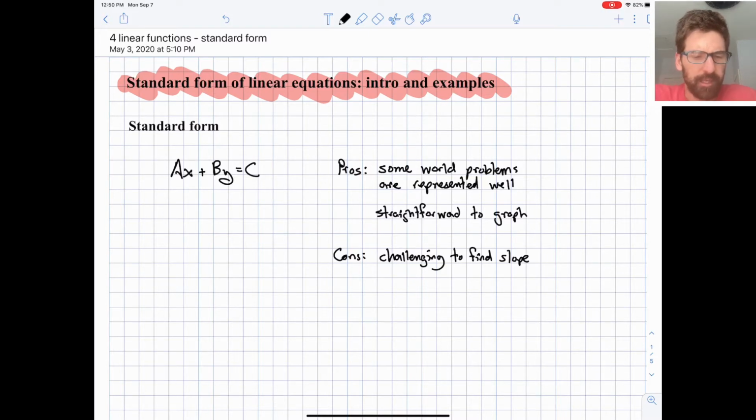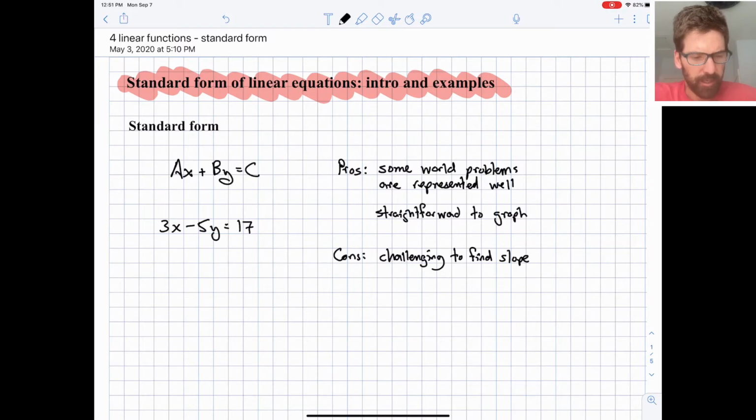A and B can be positive or negative. C is traditionally a positive number, so if C is negative, you might want to multiply both sides by negative one to turn C into a positive number, although I don't think that's required. An example of a standard form equation might be 3x minus 5y equals 17. And another advantage is that it makes a little bit of intuitive sense. If you have 3 x's and you subtract away 5 y's, you're going to get 17 as an answer, and that seems intuitive to me.